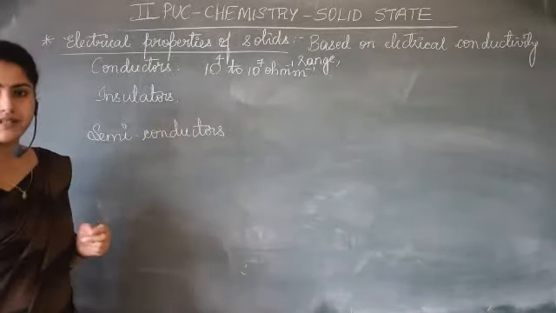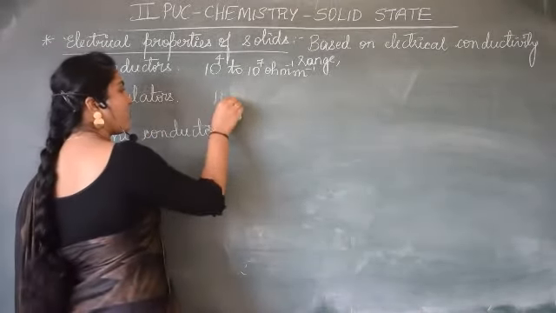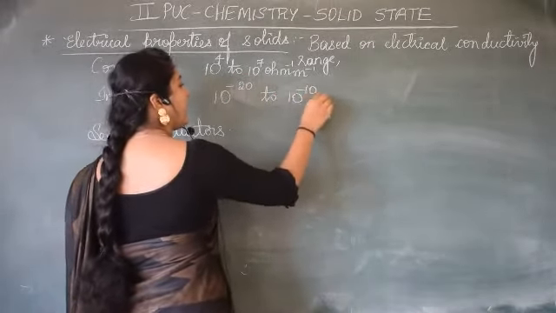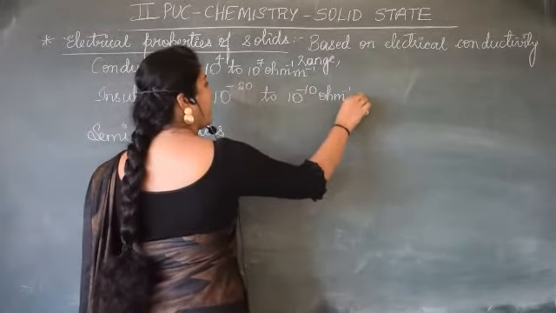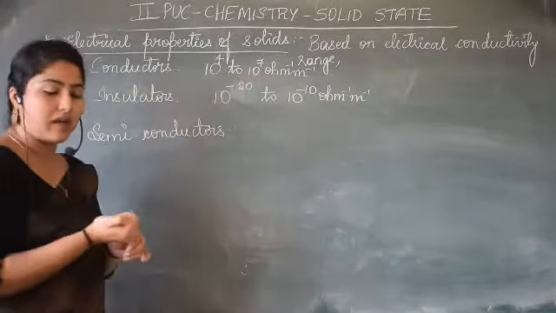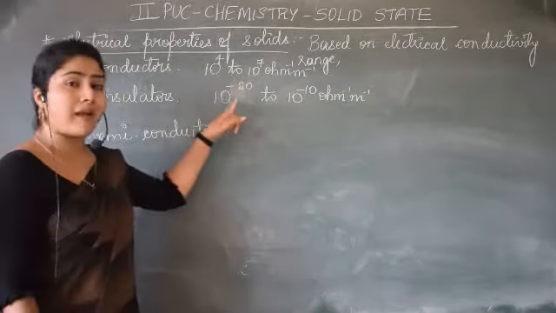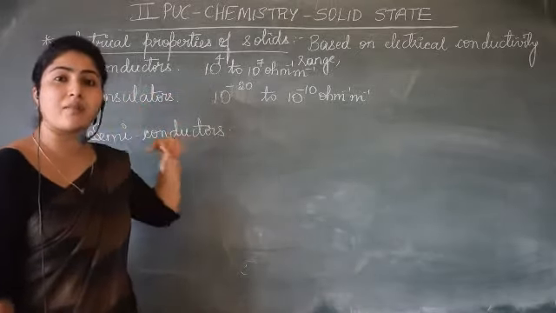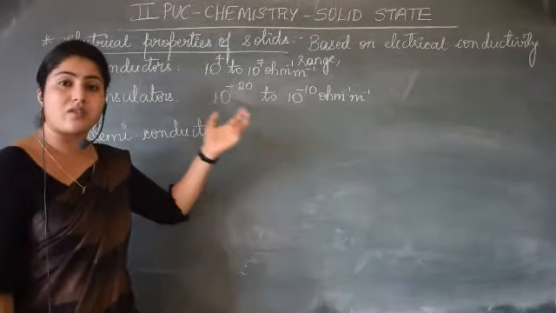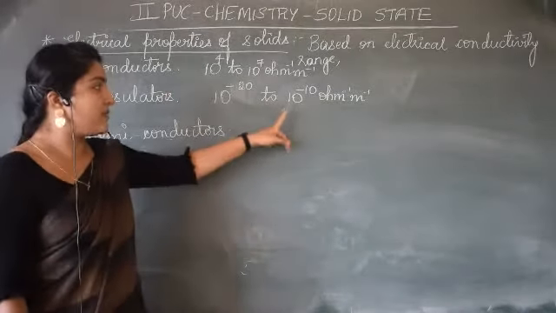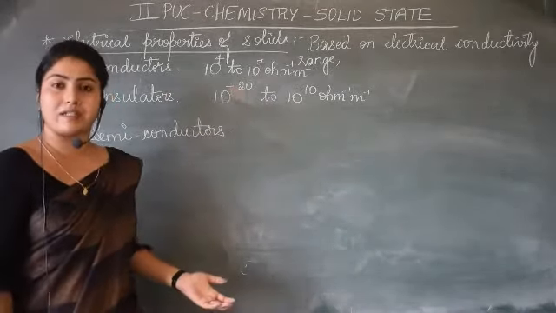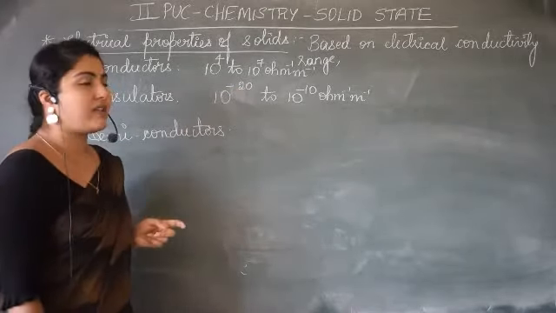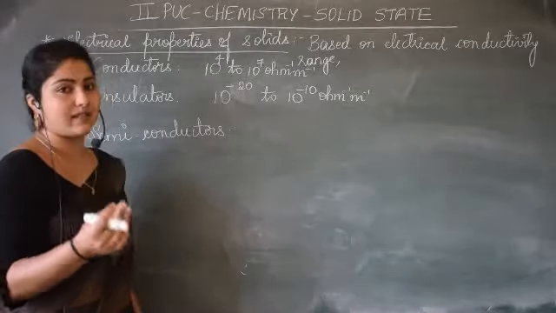Then what are insulators? In insulators, the conductivity range will be 10^-20 to 10^-10 ohm inverse meter inverse. So you can just imagine how small the conductivity range is. 10^-20 means it is 0.000 with 19 zeros and then 1. So that small the conductivity range is. 10^-10 per ohm per meter, in the sense again you can imagine how small the conductivity range is. So based on the conductivity range we have conductors, insulators, semiconductors.